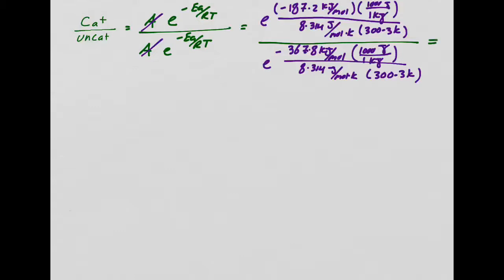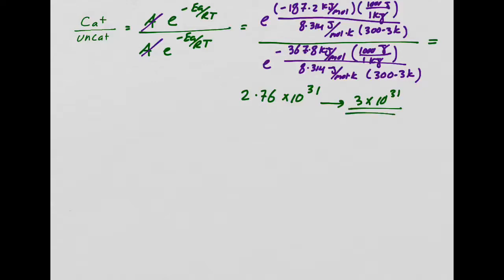So, I plugged everything in. Now, this is all you have to do. After you plug it in, what I'm going to get is 2.76 times 10 to the 31st. Okay. Now, if I round this, 3 times 10 to the 31st.